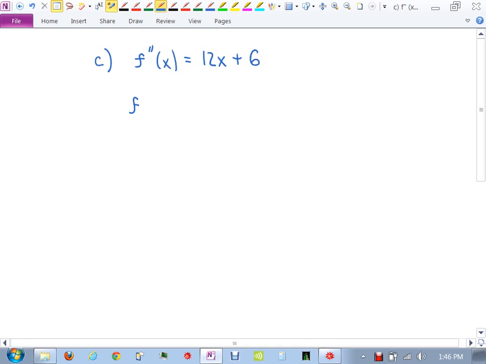What I want to know again is where the second derivative equals 0 and where the second derivative does not exist. Well, as before, the second derivative not existing we don't have to worry about because it's nice. The second derivative being 0 is a linear equation. That is x equals what? 1/2? Negative 1/2, thank you.